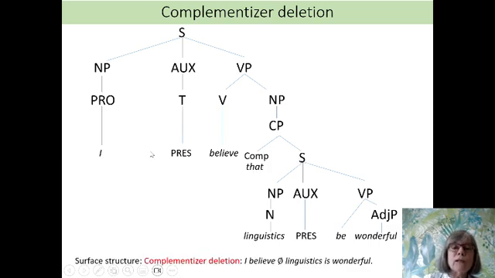But we also know in English that we can delete the complementizer. We can say, I believe linguistics is wonderful. I think he's great. In fact, we often do delete it in spoken language, right? And the idea is that there is a trace of it there in our brain. Somehow our competence knows that it's there, even though we don't say it.